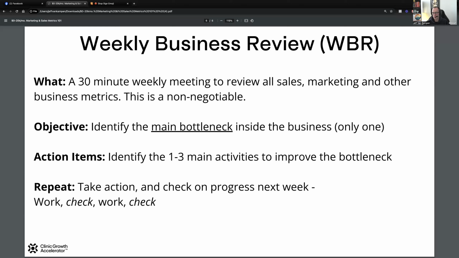Then, when we have the main bottleneck, we want to identify 1 to 3 main activities to improve the bottleneck. And then we want to take action and check on progress, week over week over week: work, check, work, check. So you are developing a plan, then executing, then checking the work.